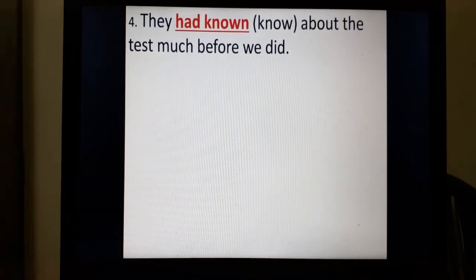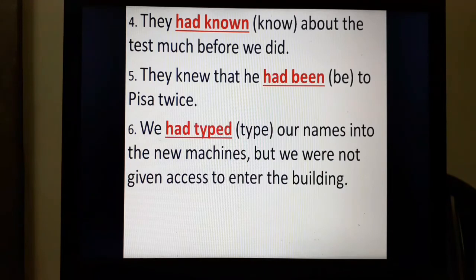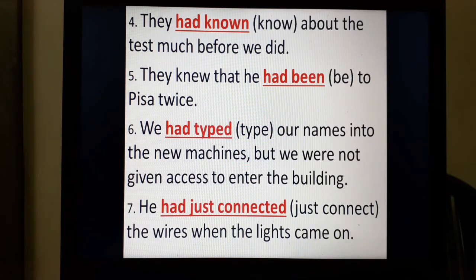Fourth, they had known about the test much before we did. Fifth, they knew that he had been able to visit Pisa twice. Sixth, we had typed our names into the new machines, but we were not given access to enter the building. Type is the verb and we have written had typed. Seventh, he had just connected the wires when the lights came on, had just connected.